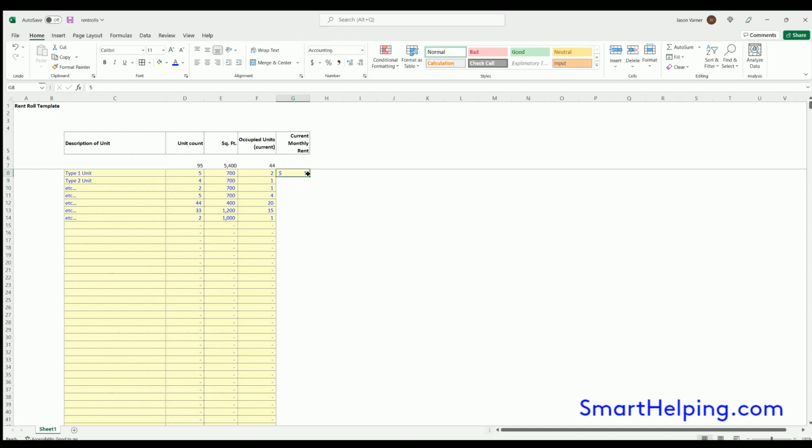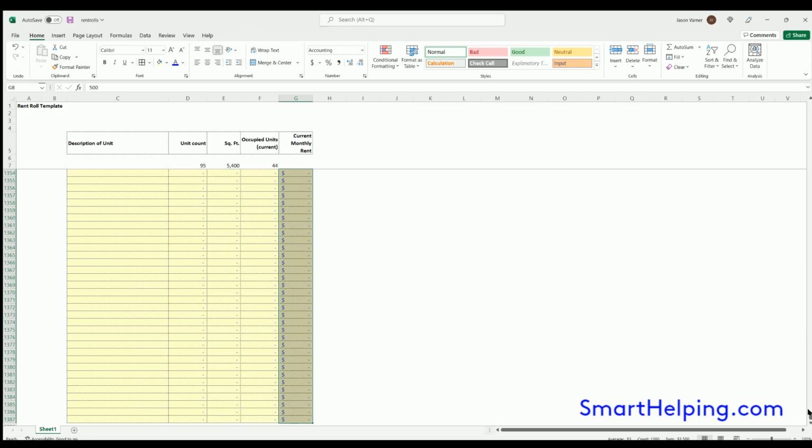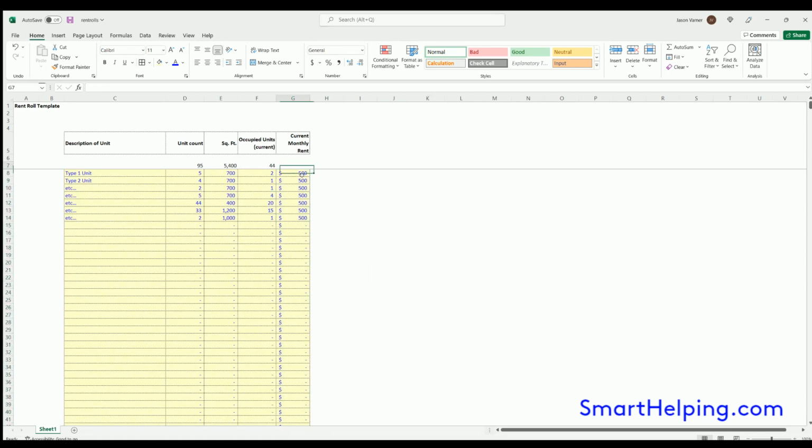Okay. So let's say the monthly rent for these is some number. I'm just putting in random numbers here. So I have current monthly rent. Now this is going to be a weighted average. There's no reason to sum up this. Let's say some of these are more, depending on what they are. Okay, so we have weighted average rent.